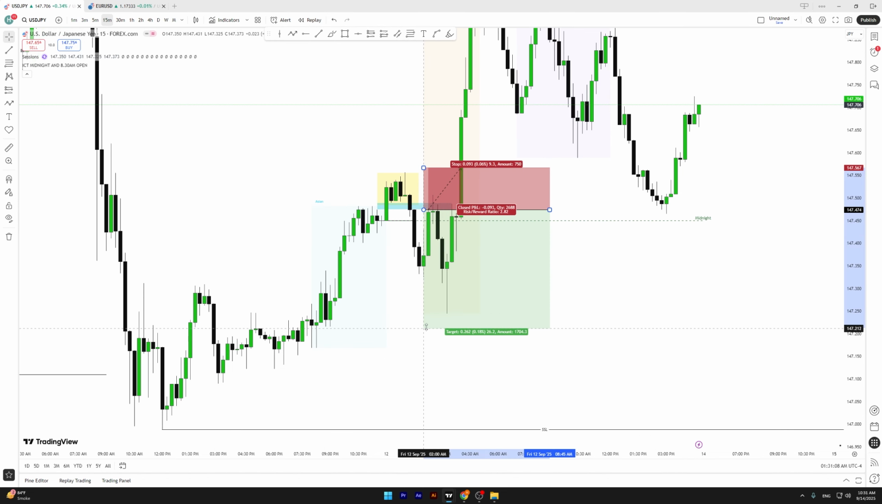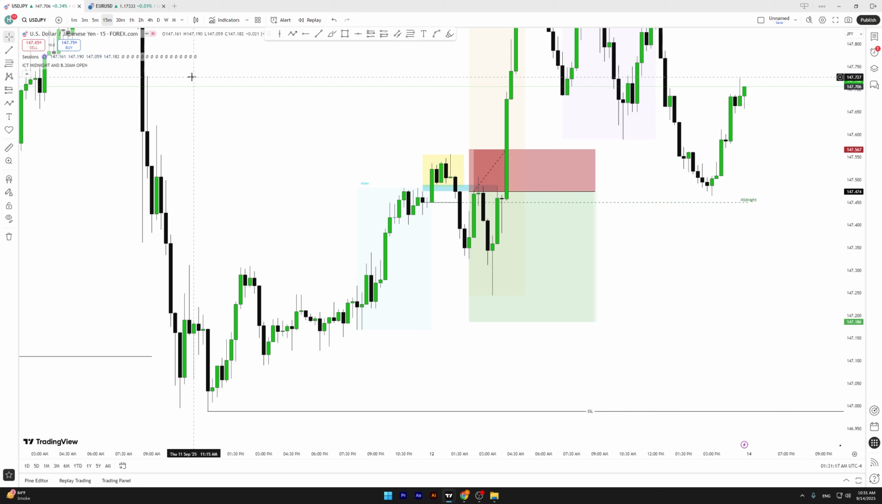Price hit more than 1:2 and then took me out at break even. So these were the two trades that I took on Friday. I hope this will help you a lot.